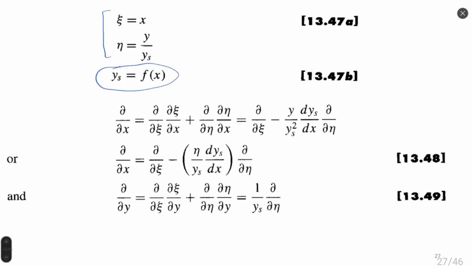In such a way, we will write analytically what is the relation between derivatives for the original coordinate system and for the transformed coordinate system. This is shown in equations 48 and 49. We see that any derivative in x can be expressed as a function of xi and eta, and any derivative in the y direction can also be expressed as a function of xi and eta.